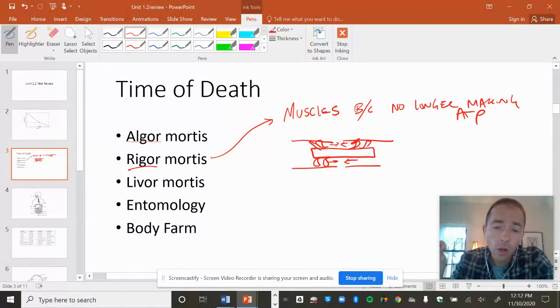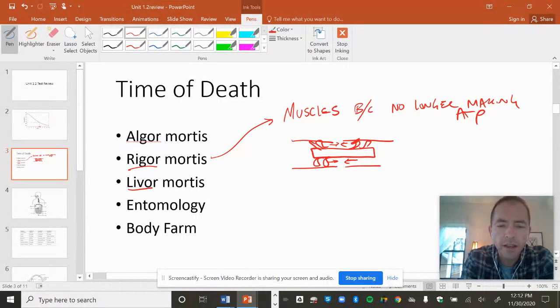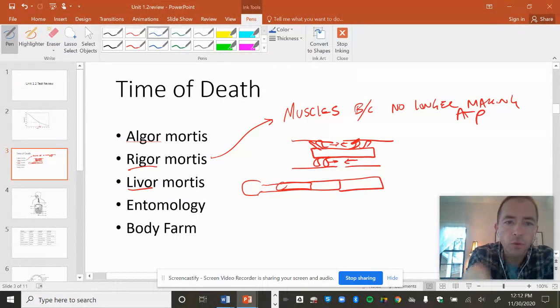Okay, so no longer making ATP prevents the muscles from releasing the myosin from the actin. That's the cellular component of it. Livor mortis is the pooling of blood that we see because the blood isn't being pushed around by the heart, right? So we basically have pooling because of gravity. So if the person was laying on their back, right? So it's a quick rendition of a person laying on their back. Here's their arm here like this. What you're going to see is the blood will start pooling on the bottom half of their body because gravity is pulling down this direction.